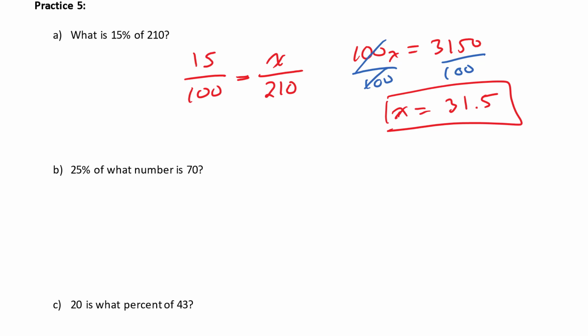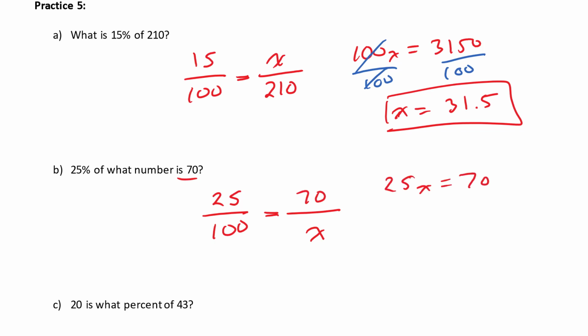25% of what number is 70? So here I'm given 25% of what number? Of refers to the bottom number. Is the top number. Cross multiply. 25x equals 7,000. Divide both sides by 25. X is equal to 280.